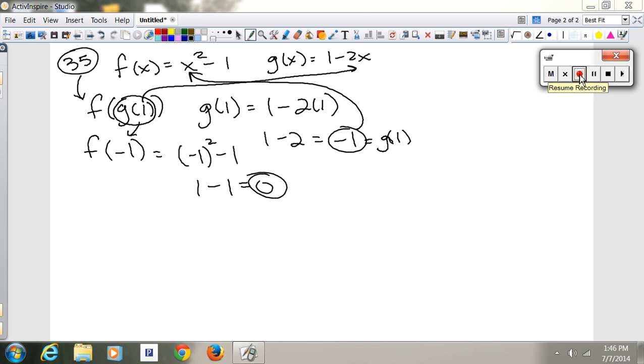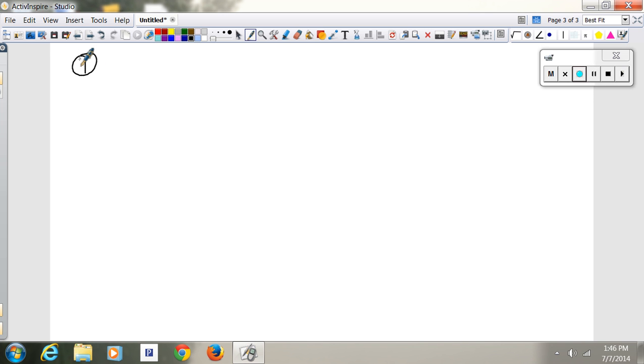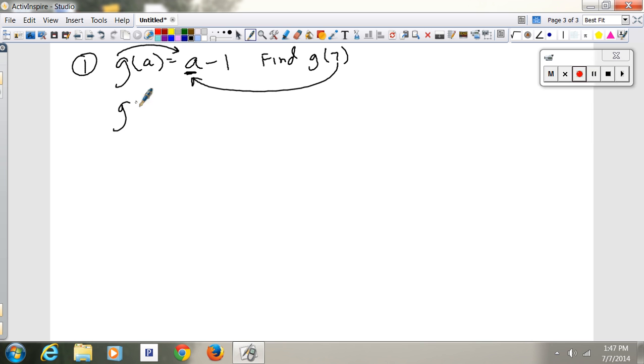All right, when you get to the worksheet, number 1 on the worksheet says g of a equals a minus 1. So the g function is to take a and subtract 1. They want you to find g of 7. They want you to take out the a, and they want you to put in a 7. So g of 7 would be 7 minus 1, which is 6.